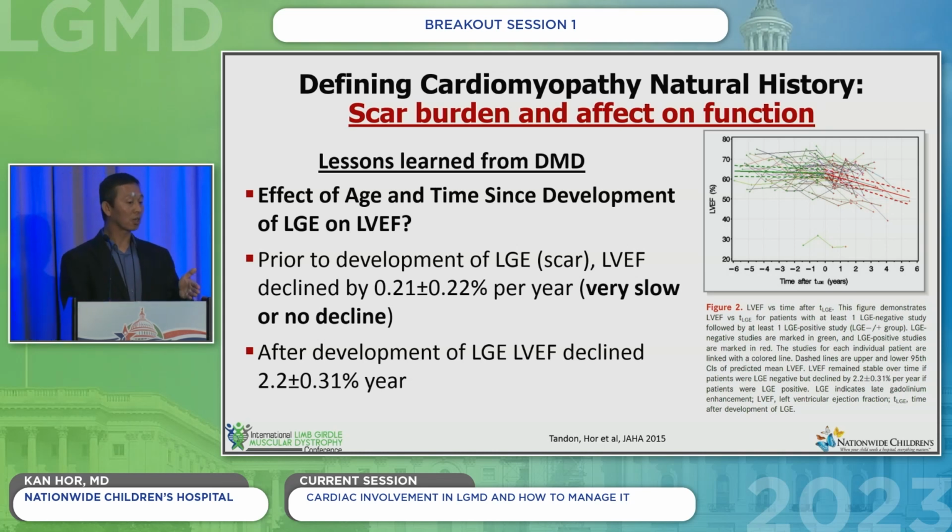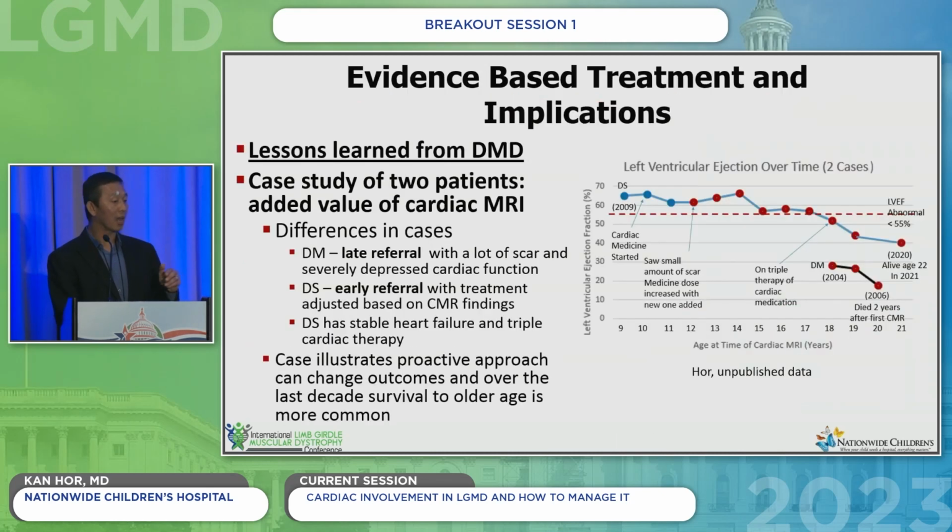Now, the moment you develop scar, which is starting in the red, your slope starts to increase. You went from just barely noticeable to about 2.2% change in your function per year. Even more than that, I didn't show this, but the amount of scar you have actually impacts that. So why is this important? Well, the impact of MRI is really quite important. As a case example of why MRI was really important in our Duchenne experience and also in LGMD.